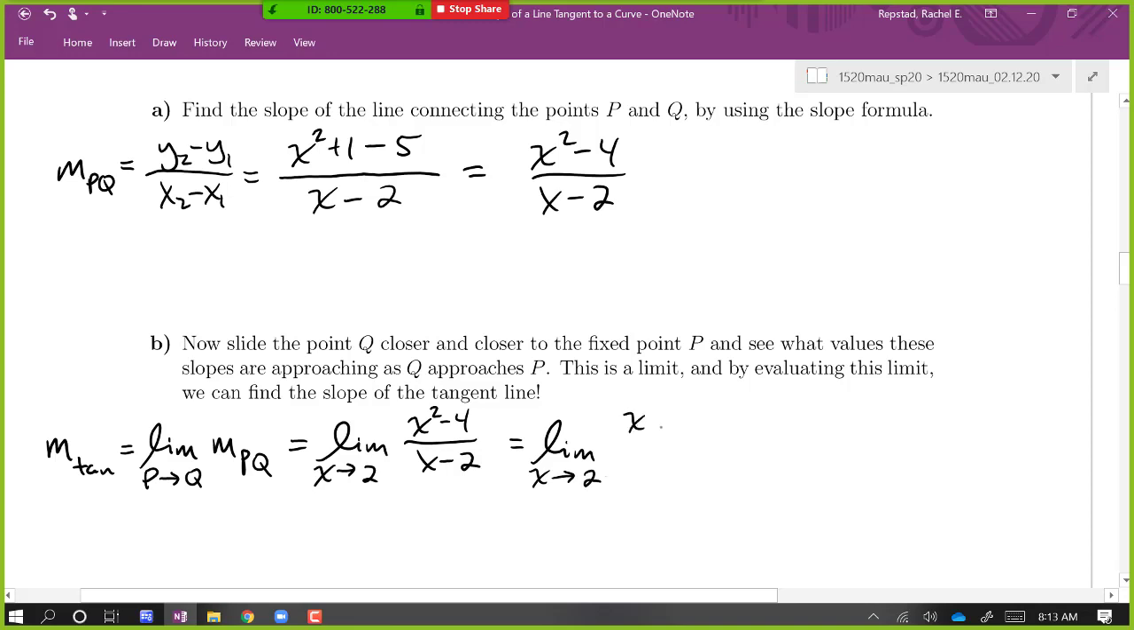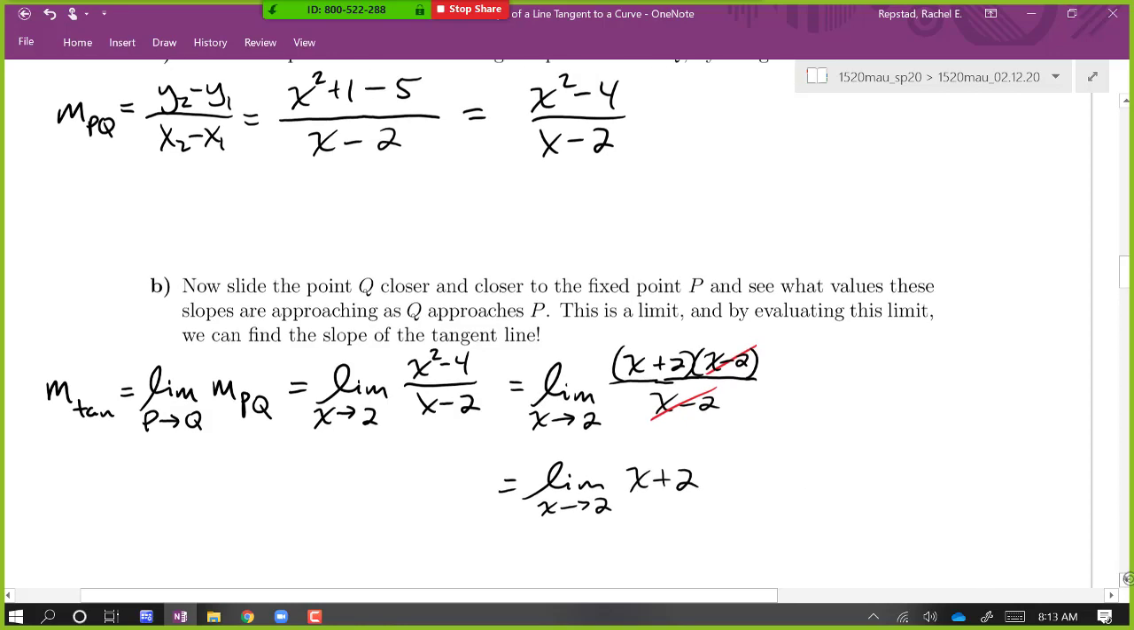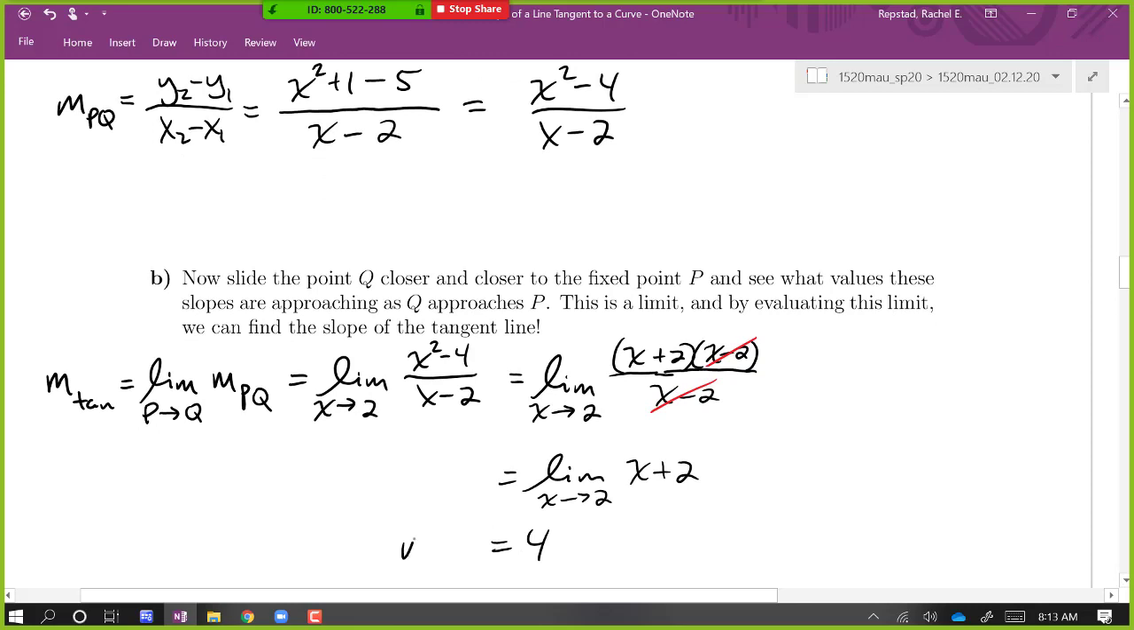The top will factor: x plus 2 times x minus 2 over x minus 2, and we can cancel the x minus 2's. Now this is the limit as x approaches 2 of x plus 2, and we get a slope of 4. So the limit allowed us to find the slope of a line when we only know one point, which is pretty cool.